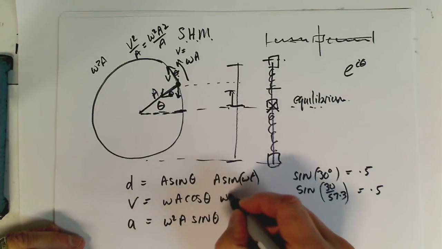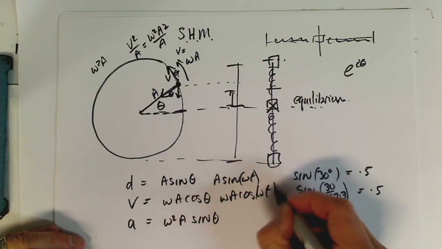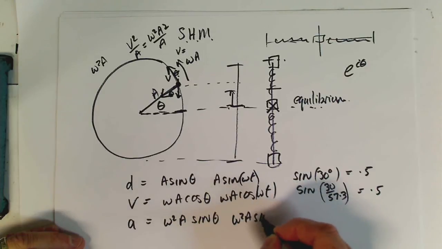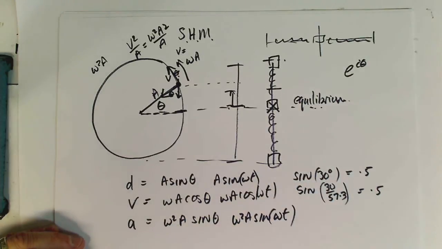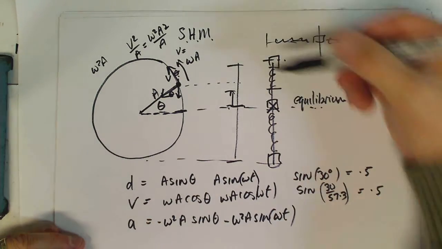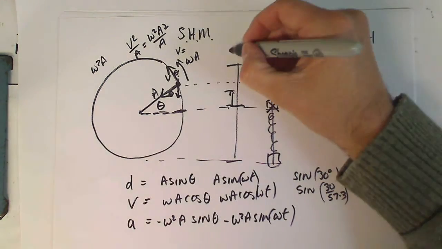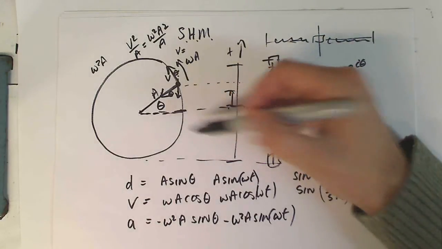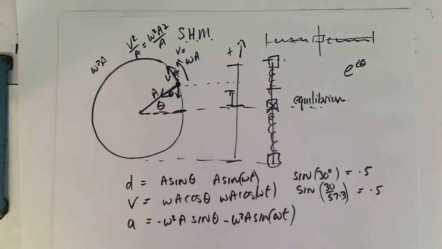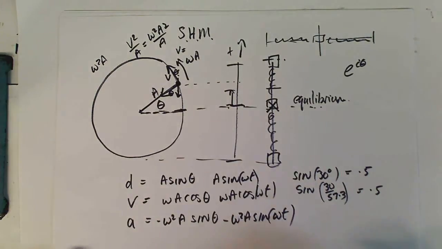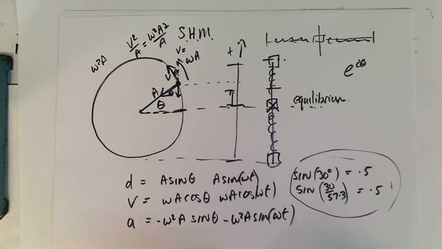Let's change those into omega A cos omega t, and omega squared A sine omega t. Now, that's a negative because the velocity was going up, positive is up, the acceleration is down, so acceleration must be a negative. So that's how it works. You can just do the calculus, of course, on the d to get the v. So differentiate the d with respect to t, and you'll get the v. Differentiate the v with respect to t, and you'll get the a. So that's how it basically works. Hopefully that little discussion on radians and degrees helped.